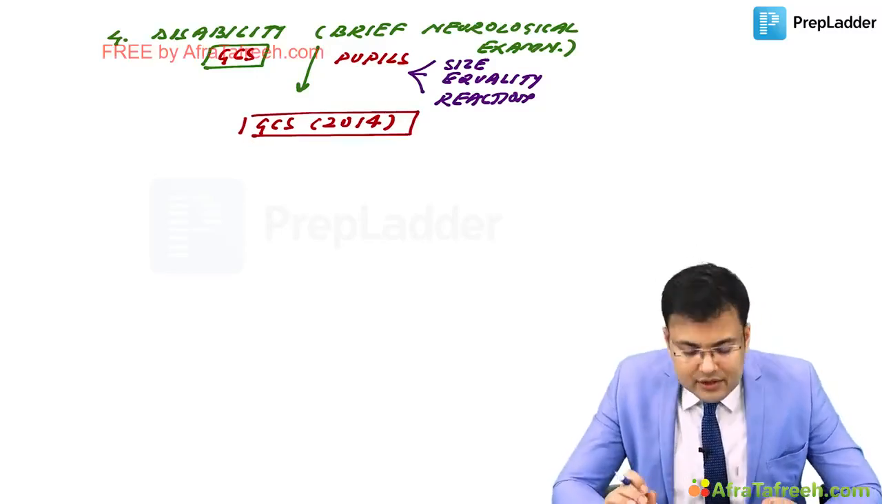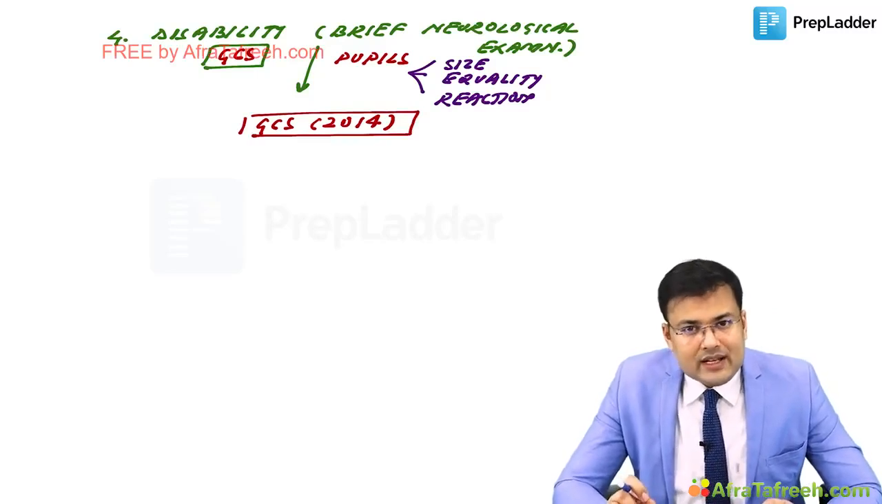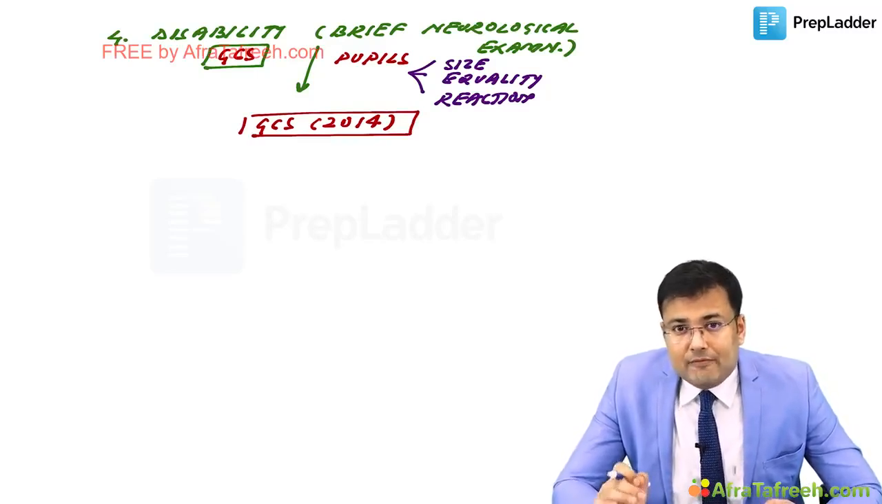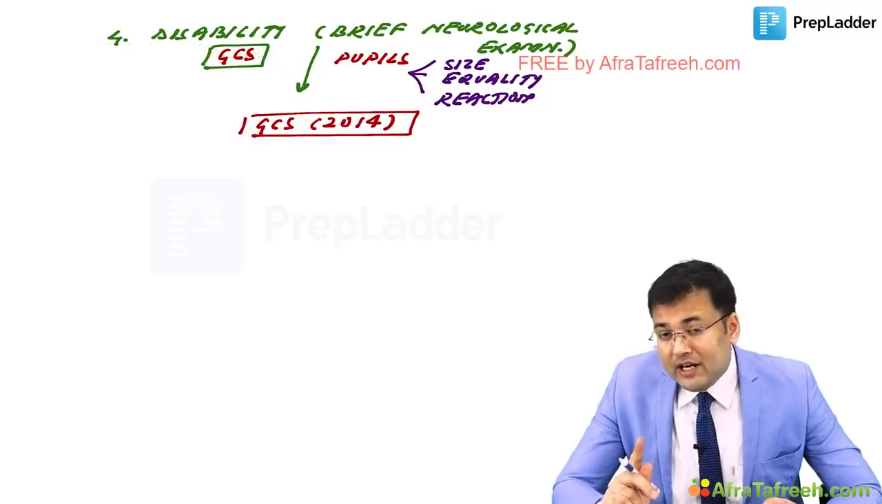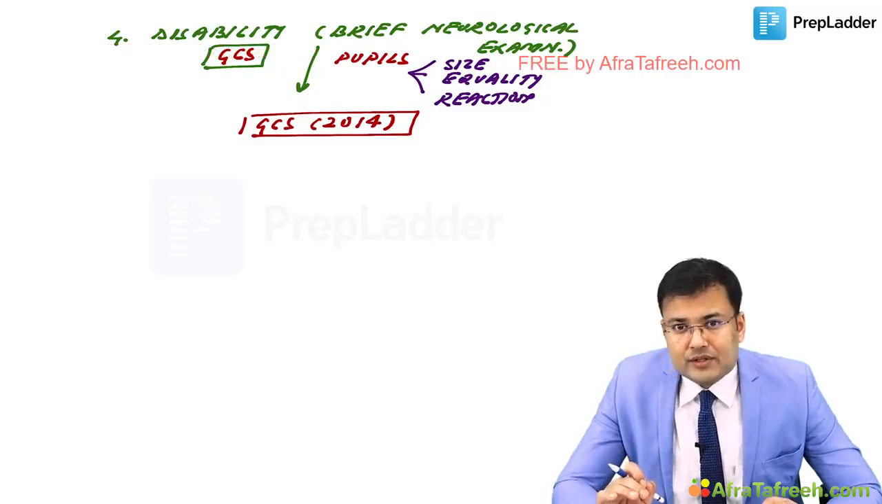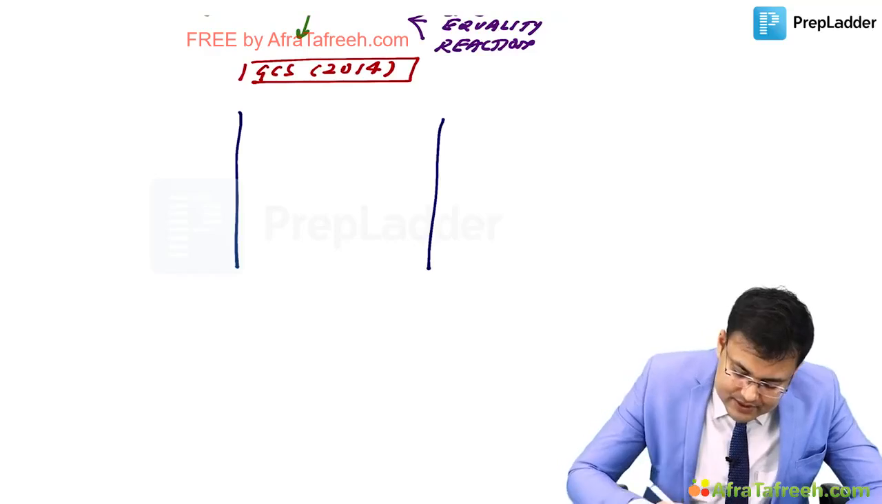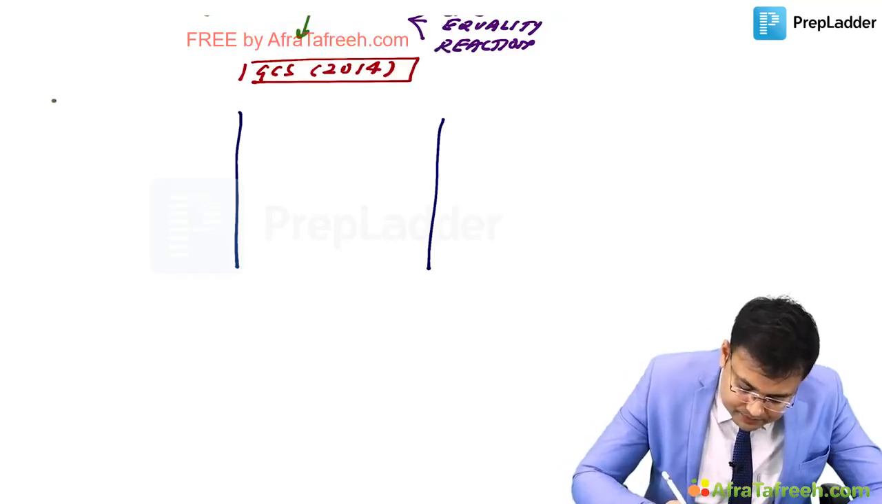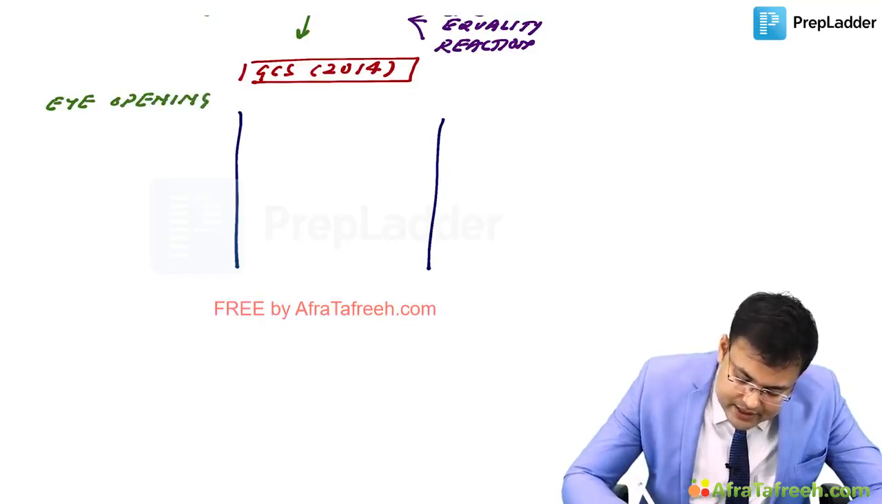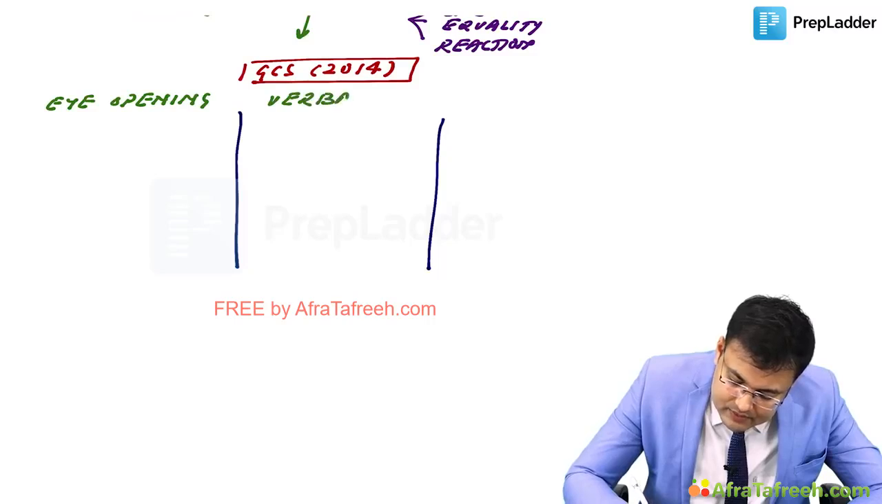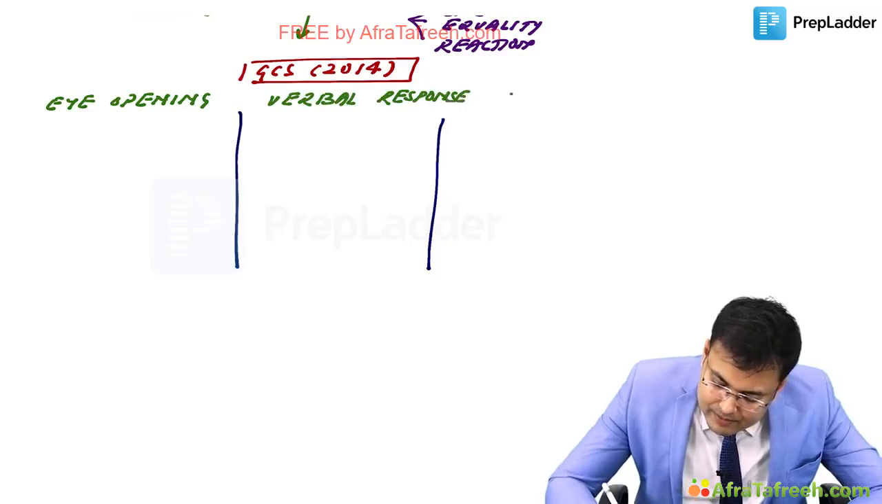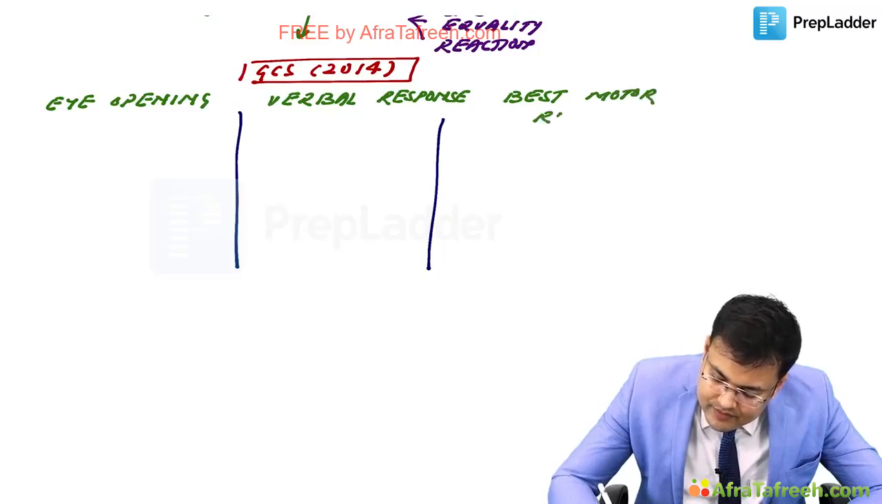So what are the three parameters of GCS? First is eye opening, second is verbal response, and M is motor response. What kind of motor response? Best motor response. So the three components are: first, eye opening, V is verbal response, and best motor response.